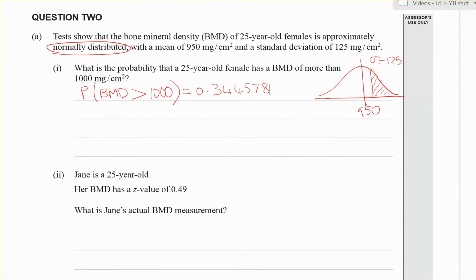Right, part 2. Her BMD has a Z value of 0.49. What is her actual BMD measurement? Now, there's a formula for converting between values on the BMD scale that has a mean of 950 and the Z value scale. Now, this is from the standard normal curve, which has a mean of 0 and a standard deviation of 1. It's got a Z value of 0.49, which must be up here somewhere.